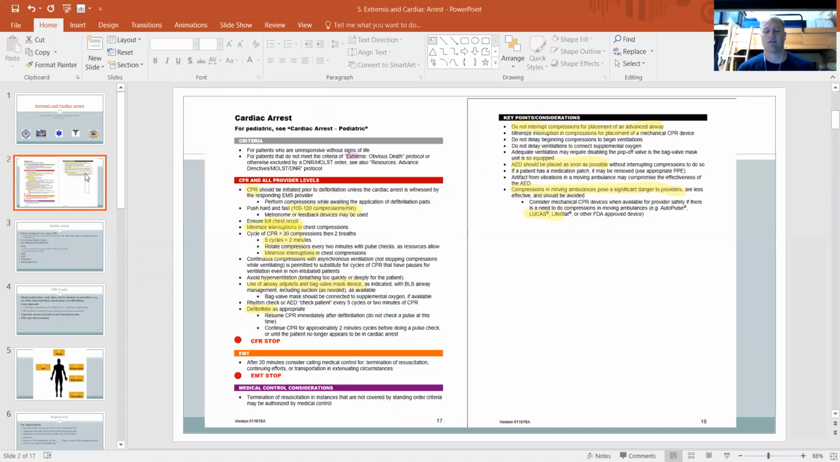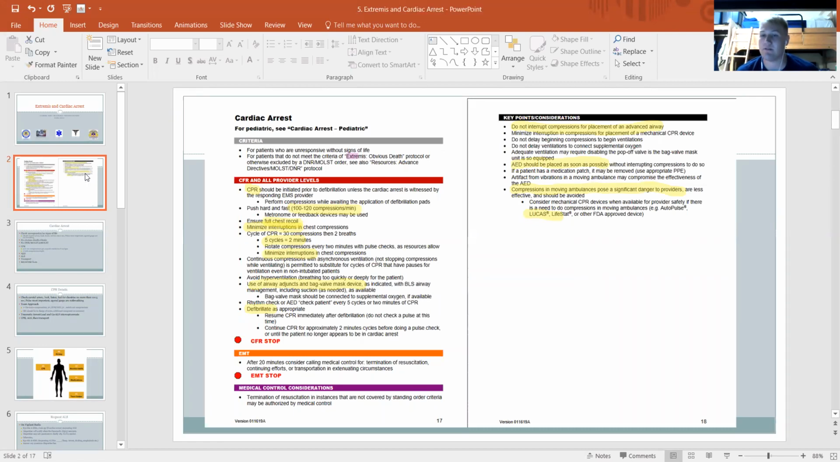So we're going to start with cardiac arrest. First things first, obviously, is going to be our criteria. We're going to be looking for patients who are unresponsive without signs of life, patients that do not meet the obvious death criteria, which we will discuss later in this training, and patients that do not have exclusions from DNR, MOLST, or EMOLST orders.